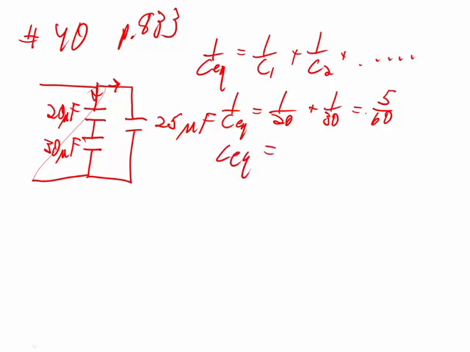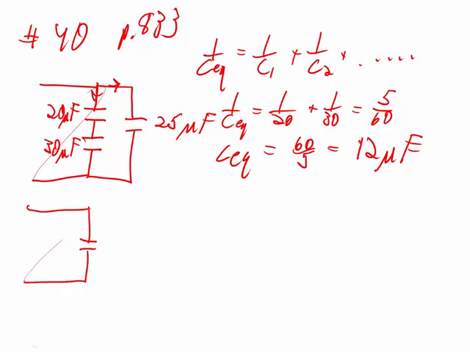Now, notice it's 1 over CEQ, but we've got to make it CEQ, so we have to, as Colonel used to say, flip it. So we flip it around, and it becomes 60/5, or 12 microfarads. All right, now let's redraw our circuit. We've got one capacitor here, and then another capacitor right here. This one we just found to be 12.